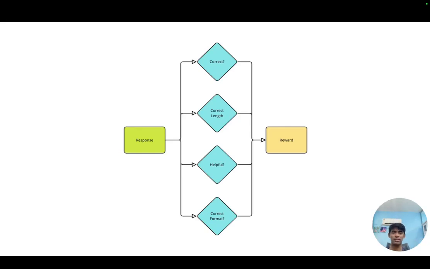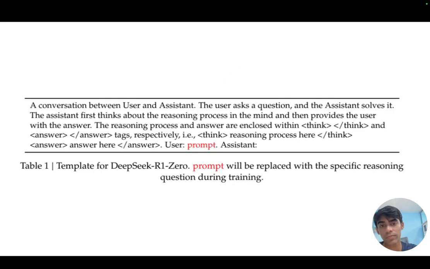So let's say you have a response. You will check the following things: is the response correct? Is the length correct? Is it helpful? Is it in the correct format? On the basis of all these four things, you produce a final reward. There's a possibility that three of them are good and one is not good, so 0.75. Maybe two of them are good and two are 0.1, something like that. I'm just giving you an example, but this is how you relatively award it based on the other parameters also.